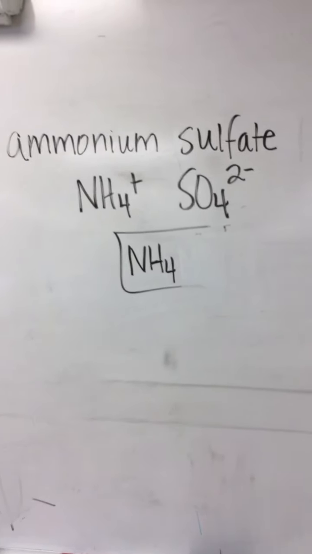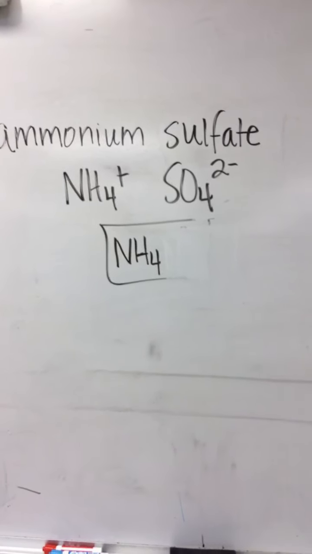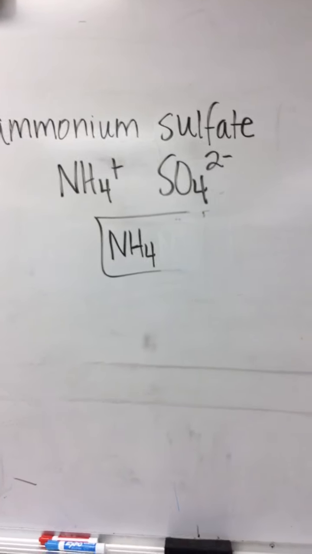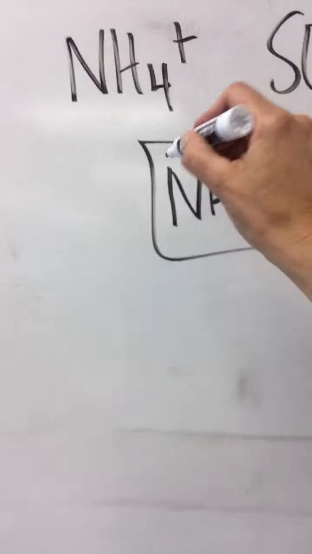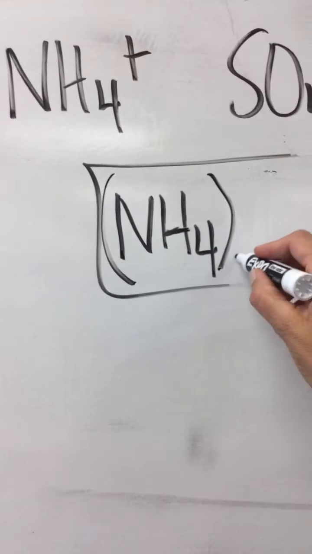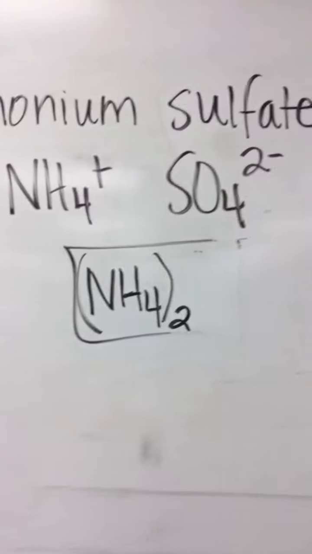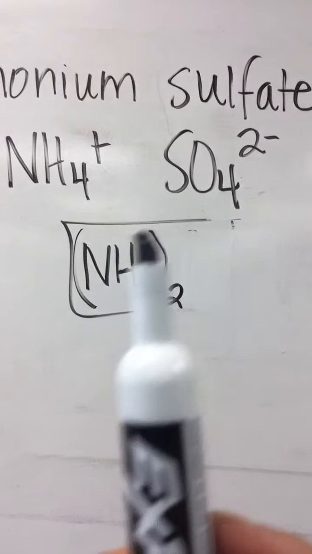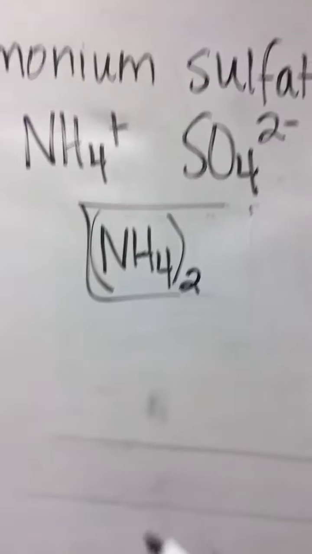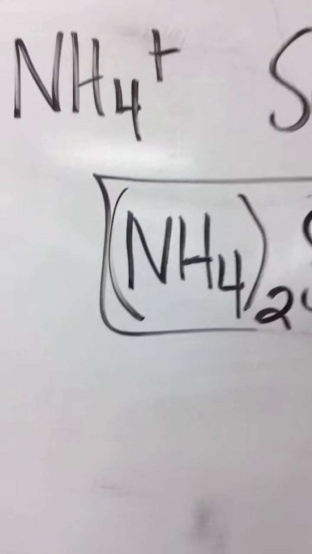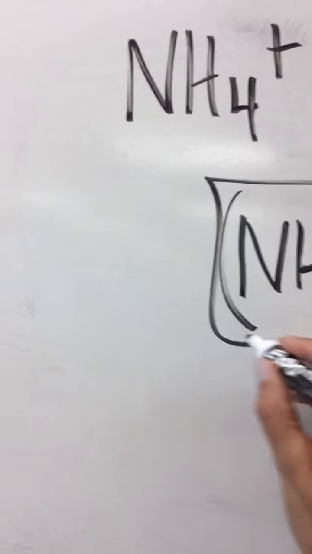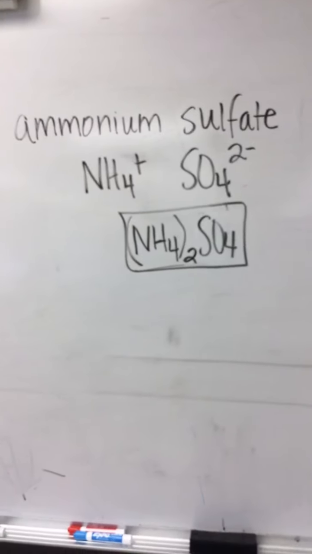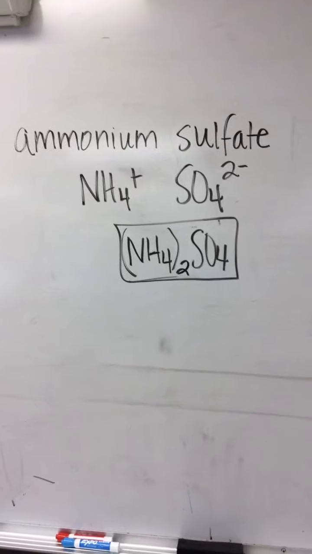If I want to put the ammonium with the sulfate, I am still going to crisscross the charges. Being that I'm going to need more than one ammonium group, I'm going to lock it in the parentheses, and my 2 is going to go on the outside of the parentheses. The 2 came from the sulfate. Now, ammonium has a charge of 1, which means I will only need one sulfate group. So here is my finished formula for an ammonium sulfate.